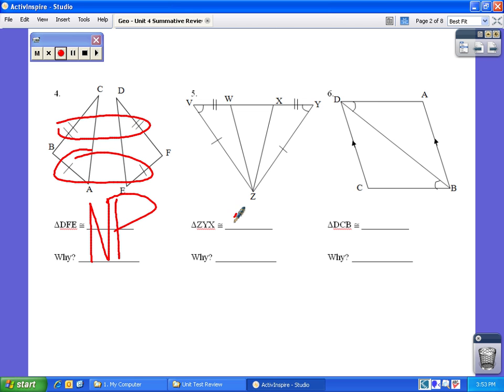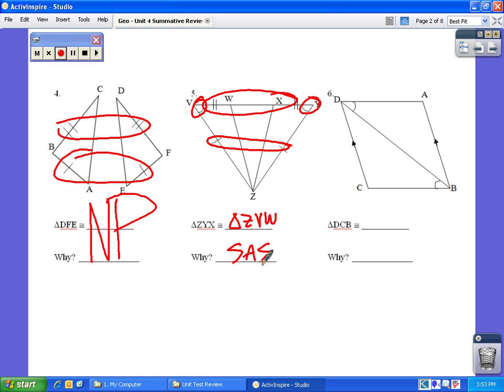The next one, triangle ZYX is congruent to triangle ZVW, and that's by side, angle, side. For my very last triangle, use the fact that CD and AB are parallel. Draw your Z for Zorro. And I know that angle CDB is congruent to angle ABD by the alternate interior angles congruence theorem. Therefore, triangle DCB is congruent to triangle BAD by angle side angle.